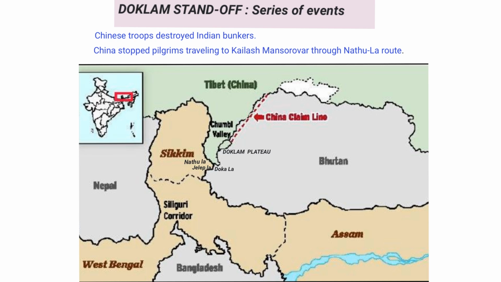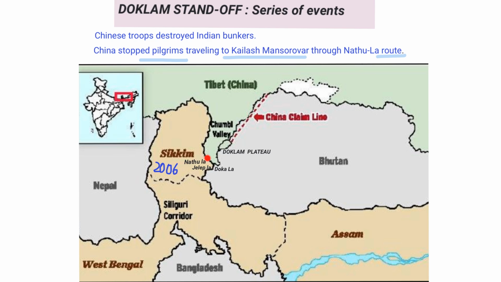The crisis escalated and came into the public domain when China stopped and sent back a group of pilgrims who were traveling to Kailash Mansarovar in Tibet through the Nathula route. So somewhere here lies the Nathula route or the Nathula Pass in Sikkim between India and China. And this pass lies at over 4,300 meters above sea level, and it was closed since the 1962 India-China war. And this pass was opened for the first time after that period in 2006 for trade purposes.